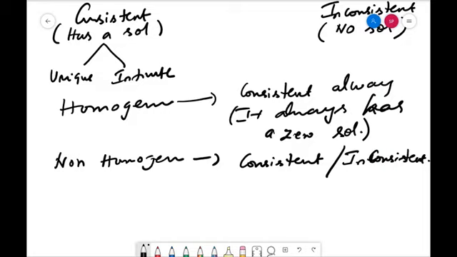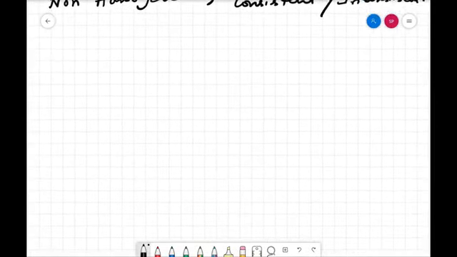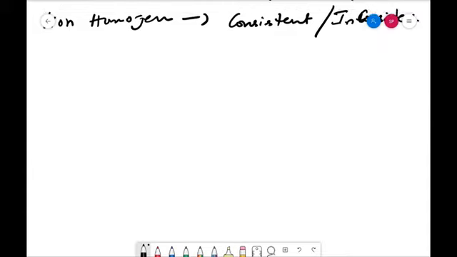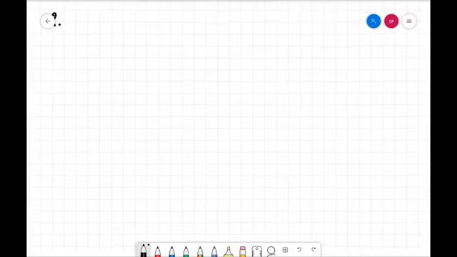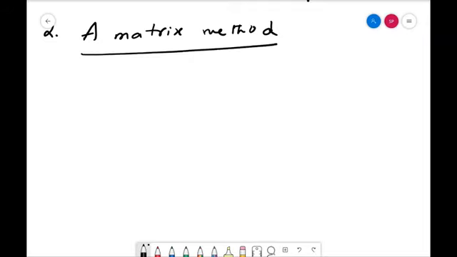Right. Now let us go to the second point of this lesson. That is, the second one is a matrix method. A matrix method to solve a system of linear equations. So here I will be taking a non-homogeneous system of linear equations. So let me take randomly some equations.